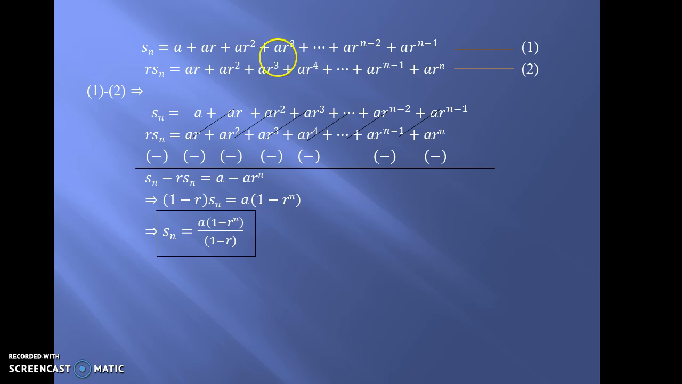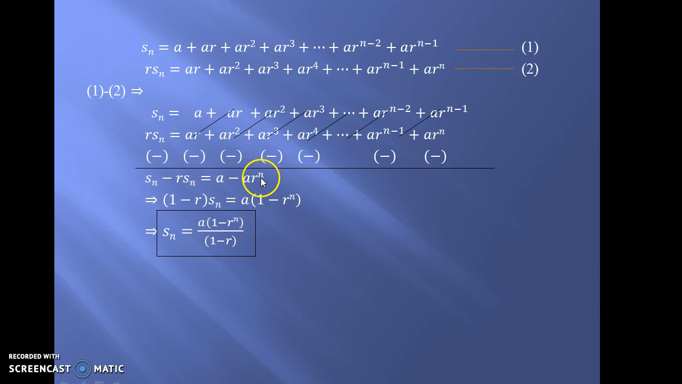To find the sum, we write Sn and take it as equation 1. Multiply each term of Sn by r and take this as equation 2. Now subtract equation 2 from 1. In the left hand side we get Sn minus r into Sn. In the right hand side, except the terms a and ar power n, all other terms get cancelled.